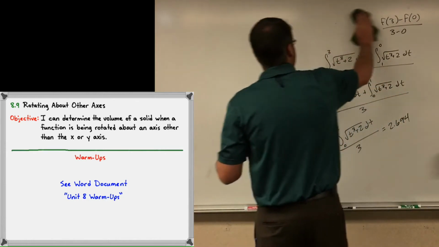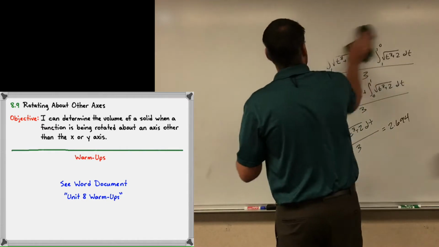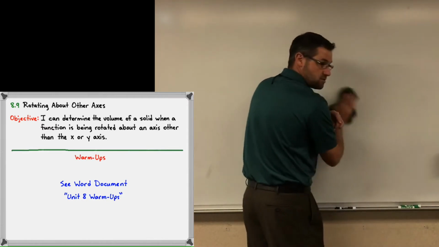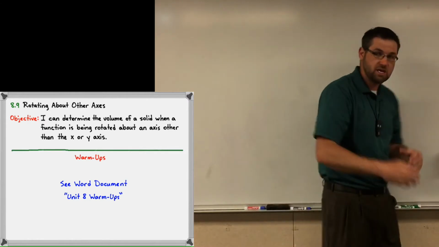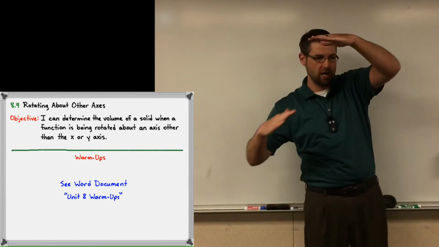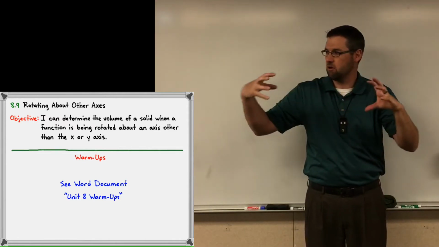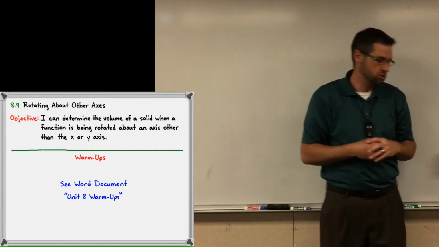What's the washer? When there's a gap, when you have one function and another function, and you're rotating both of those, right? So you end up with a kind of a hole drilled out of the object. So it's a washer.